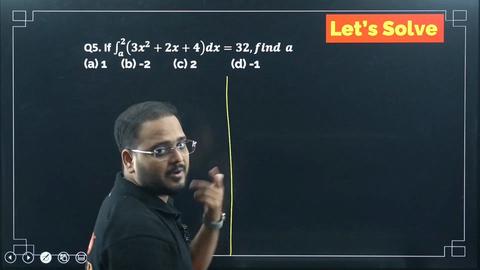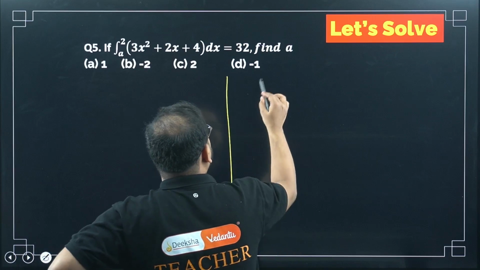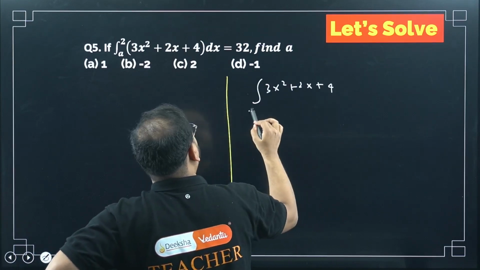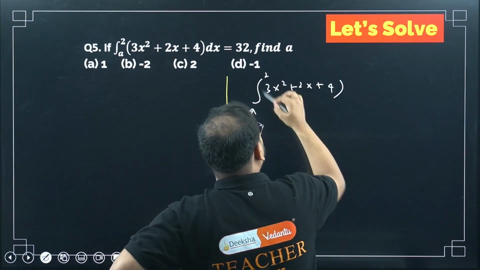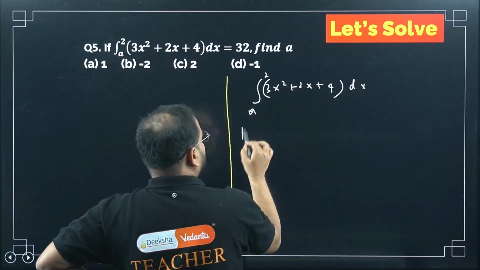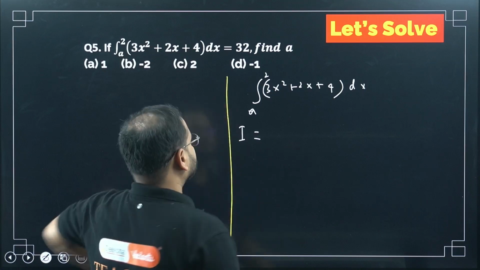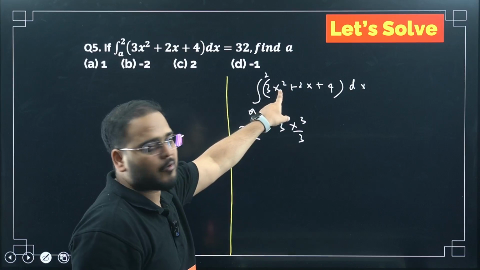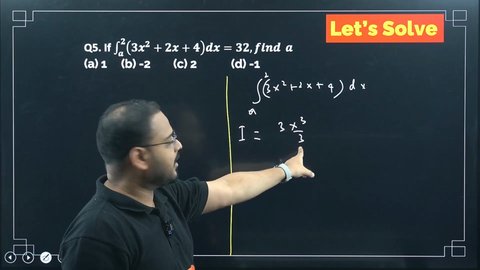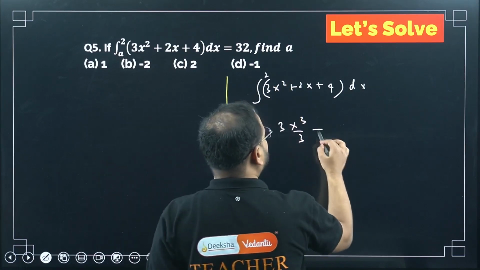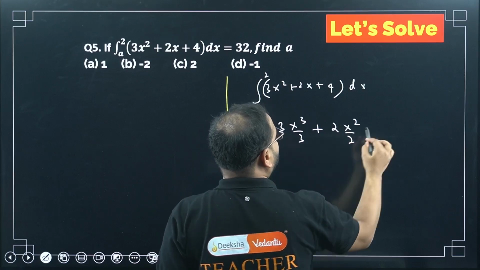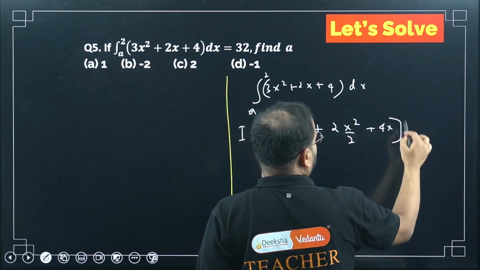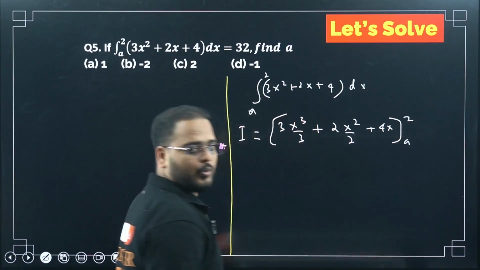What is the first step? Find the integration. That is very simple over here. So if I integrate 3x square plus 2x plus 4 from a to 2 with the variable dx, my integration I will be equal to what, bacha? This will be equal to, please have a look, 3x cube by 3, because x square will be x power 2 plus 1 upon the same thing, 2 plus 1, so 3 over here, plus 2 times x square by 2, plus 4x. This whole thing is under the limit a to 2. Simple enough.